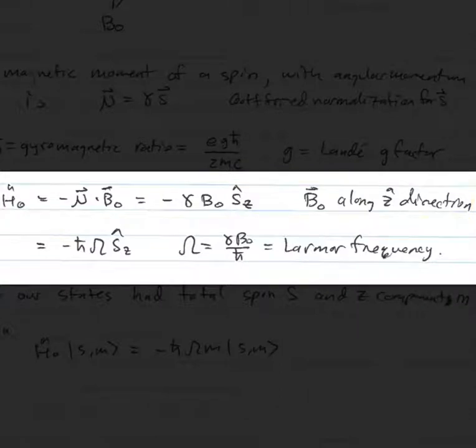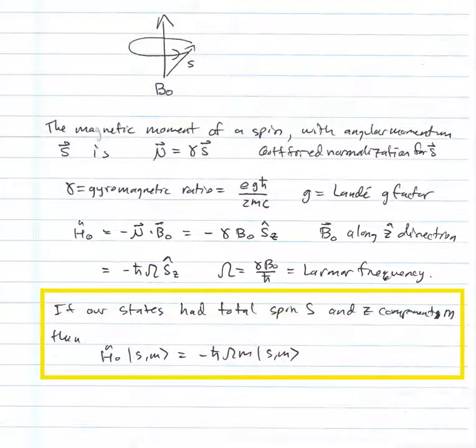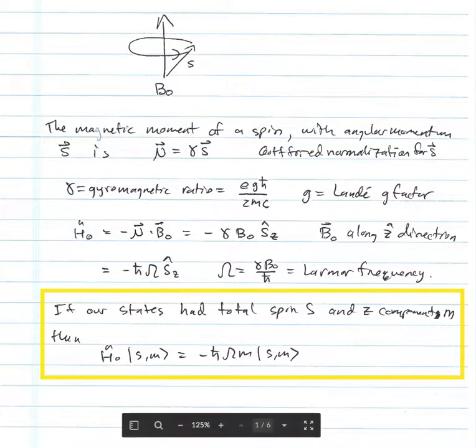Of course, this is a very simple Hamiltonian. We redefine the coefficient in front by calling it minus h bar capital Omega times Sz, and capital Omega is gamma B0 over h bar, and that has a name. That's called the Larmor frequency. If our states had a total spin S and a z component m, then H0 acting on them would give just minus h bar Omega m multiplied by the state, because those states are eigenstates of Sz and of S squared. In particular, they're eigenstates of Sz, so the Hamiltonian acts trivially on those states.